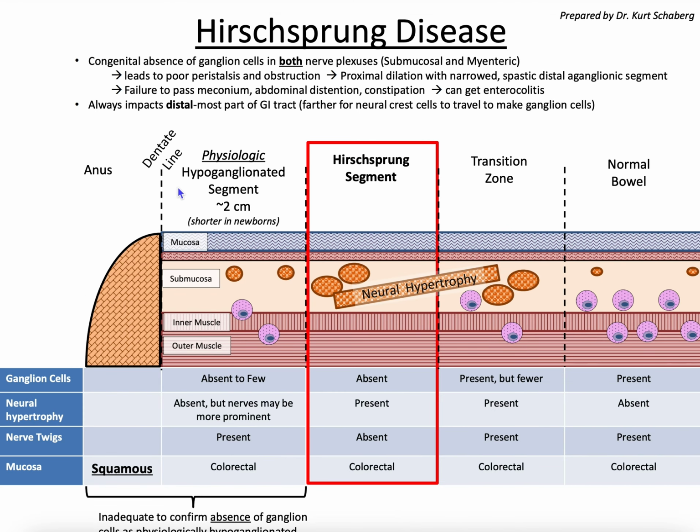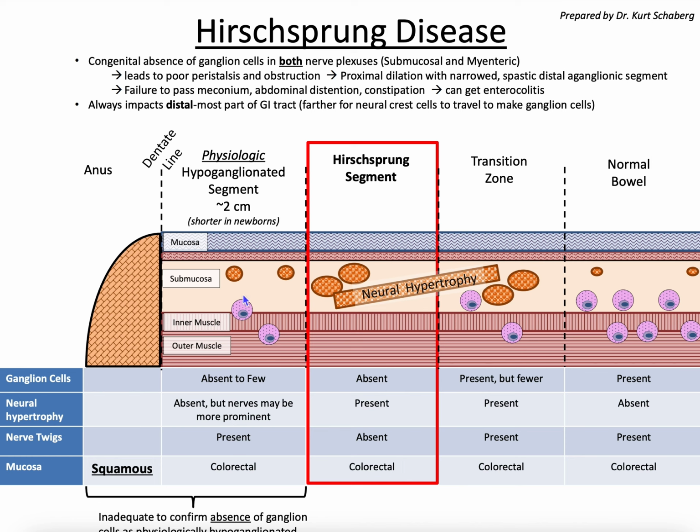Without further ado, let's talk about Hirschsprung's disease. It's important for us to recognize this entity and what it looks like under the microscope, because if you are on call, you may get a frozen from pediatric surgery asking whether you can rule out Hirschsprung's, which is the congenital absence of ganglion cells in both nerve plexuses, your submucosal or Meissner plexus.